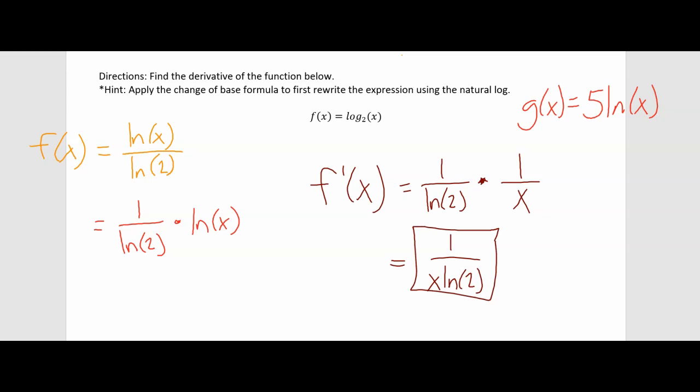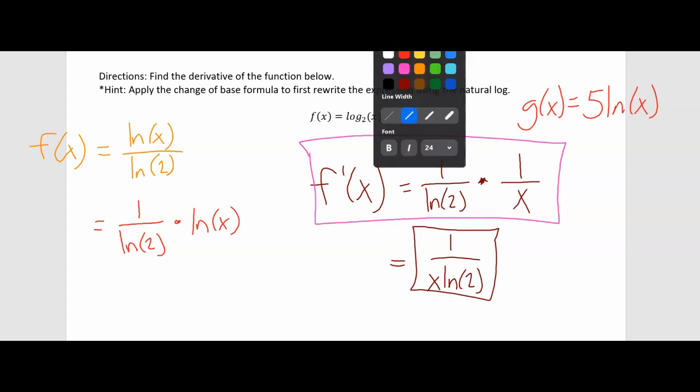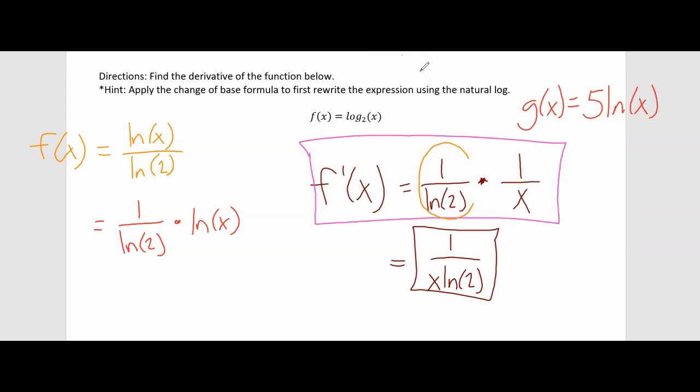And you may say, well, this looks pretty similar to just the derivative of the natural log of x. And it may be even more clear if we look at this step right here before we simplified. Right? The derivative of the natural log is just 1 over x. Well, we just have this part right here that we're multiplying by 1 over the natural log of 2. And notice that 2 was our base of the log function that we started with. That was obviously not a coincidence. So you can pattern match here.